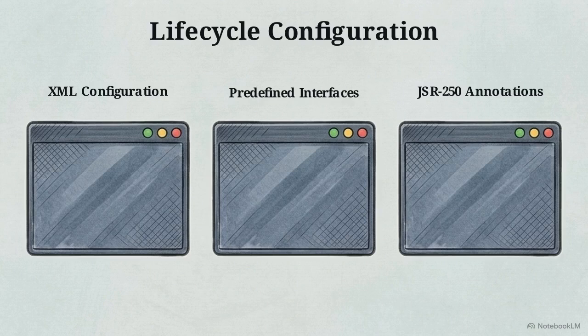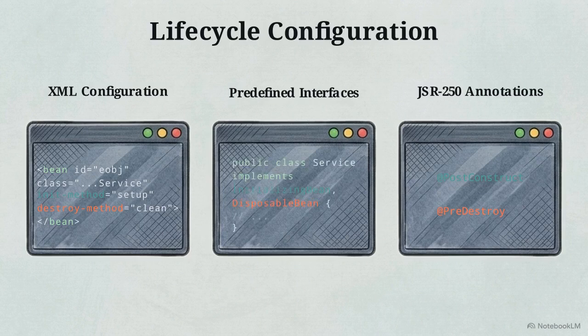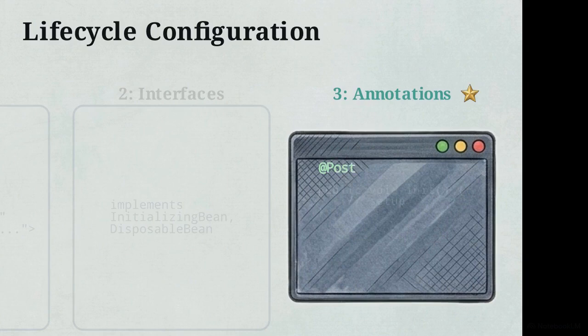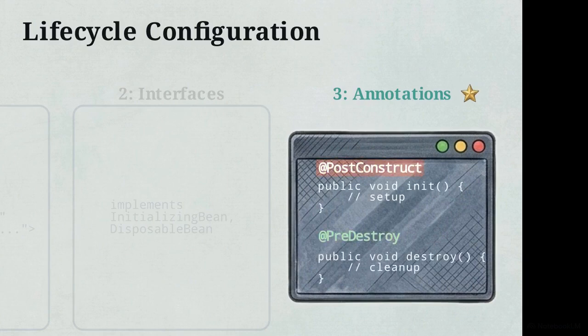Spring provides 3 distinct syntaxes to activate these lifecycle hooks: XML configuration, predefined interfaces, and annotations. The first method relies on XML configuration, using the init method and destroy method attributes directly within the bean definition. The second method utilizes Spring's predefined interfaces, requiring the developer's class to implement InitializingBean and DisposableBean. However, this approach tightly couples the developer's core business logic directly to Spring-specific framework code, reducing overall modularity. The third method uses JSR 250 annotations, specifically @PostConstruct for initialization and @PreDestroy for cleanup. This is the modern standard.